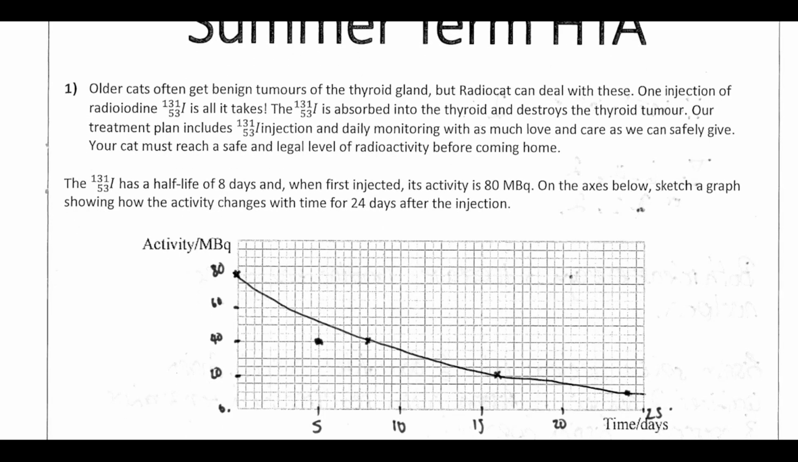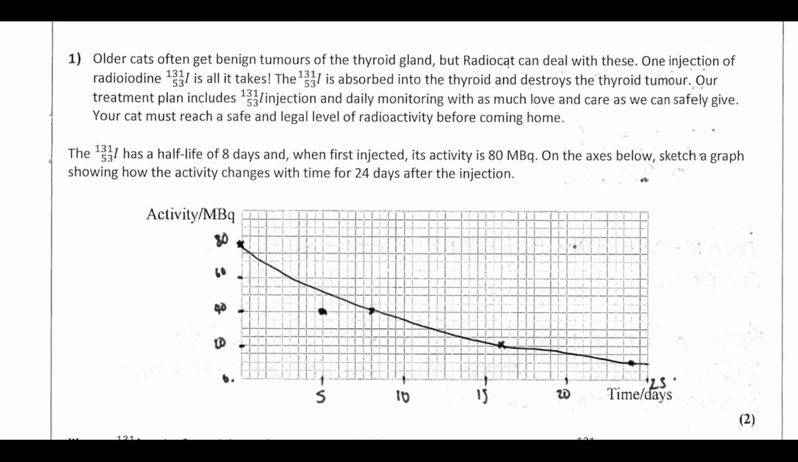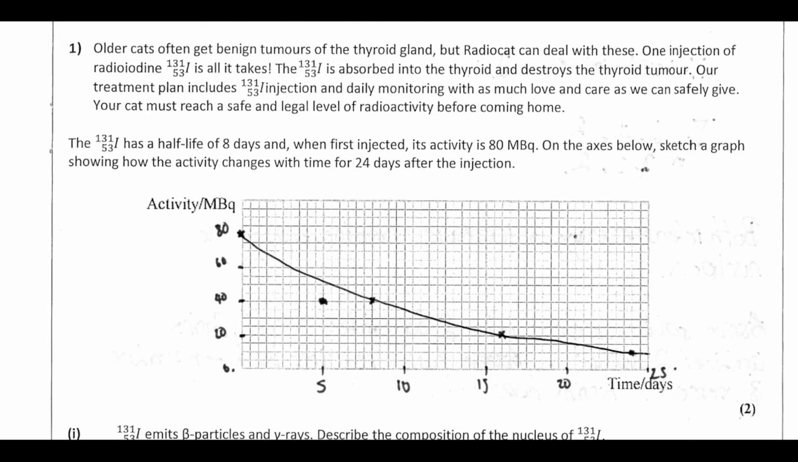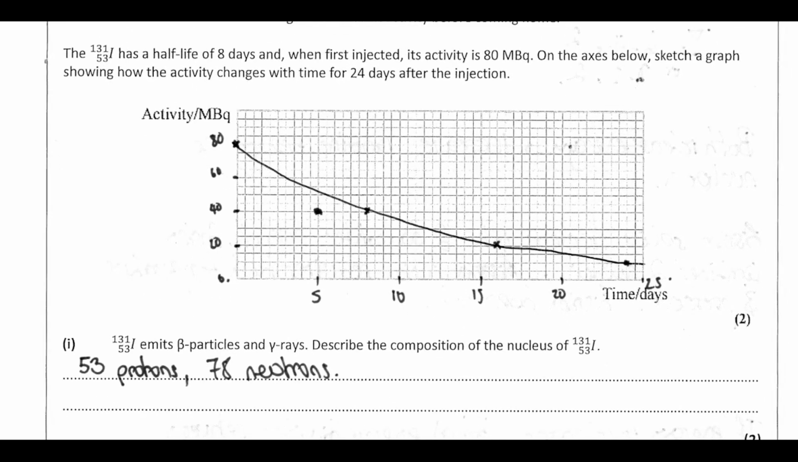So we've got the injection happening. We're going to monitor it daily so we can check essentially when the cat becomes safe to leave. Okay, so we've got this specific isotope here, iodine-131, which has a half-life of 8 days, and it starts off with an activity of 80 megabecquerel. So sketch a graph showing how activity changes with time for the 24 days after the injection.